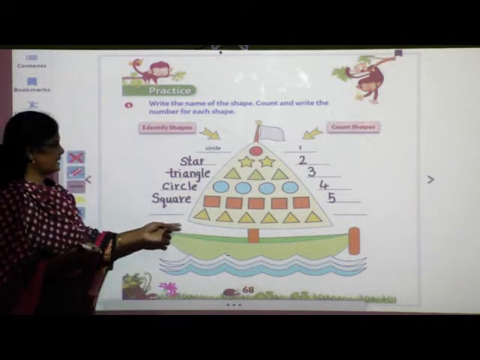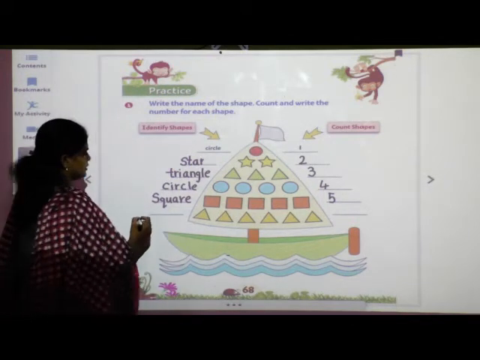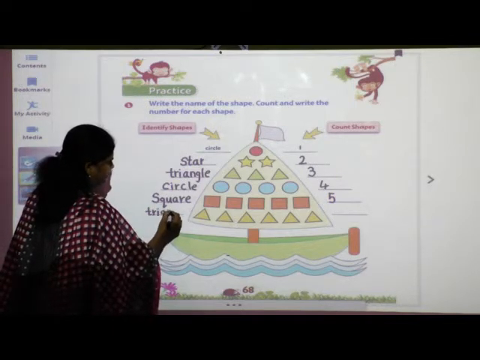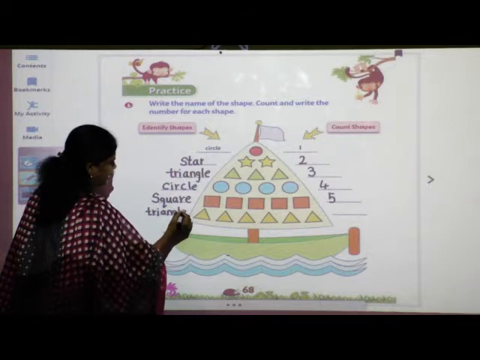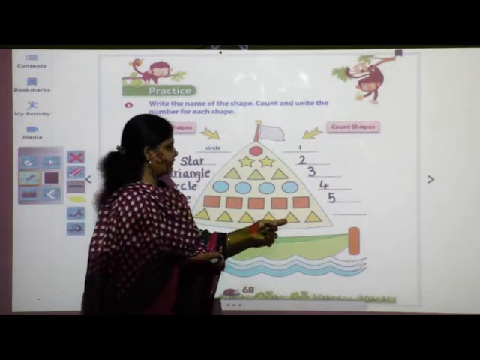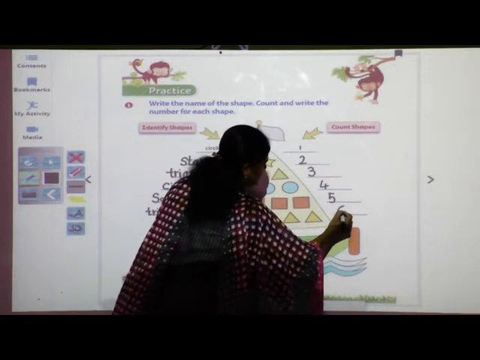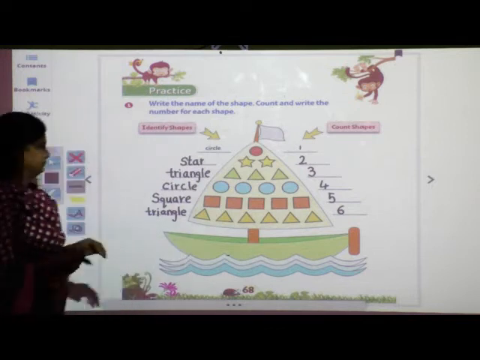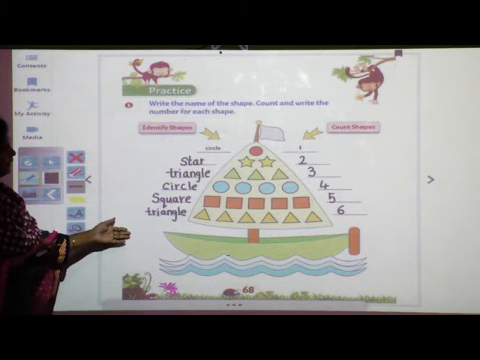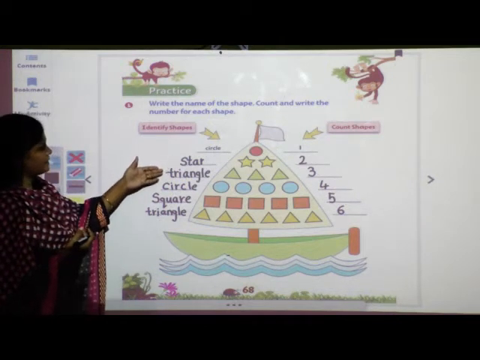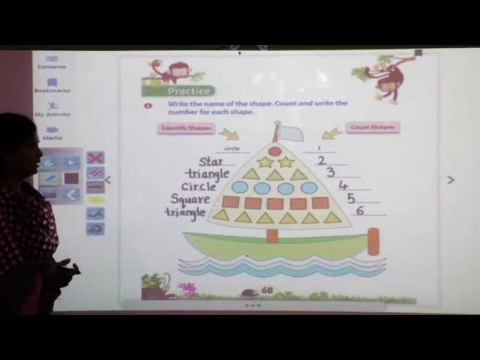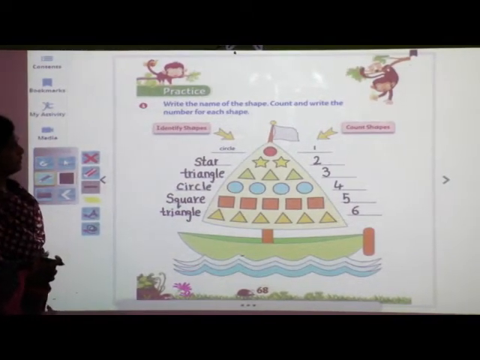Got it? Once again see, triangle. So write here T-R-I-A-N-G-L-E, triangle. How many are there? Count. 1, 2, 3, 4, 5, 6. So write here 6. Yes. We have done all these things properly. So this star, triangle, circle, square, these spellings also we have to learn. Okay, then only we can write it correctly.